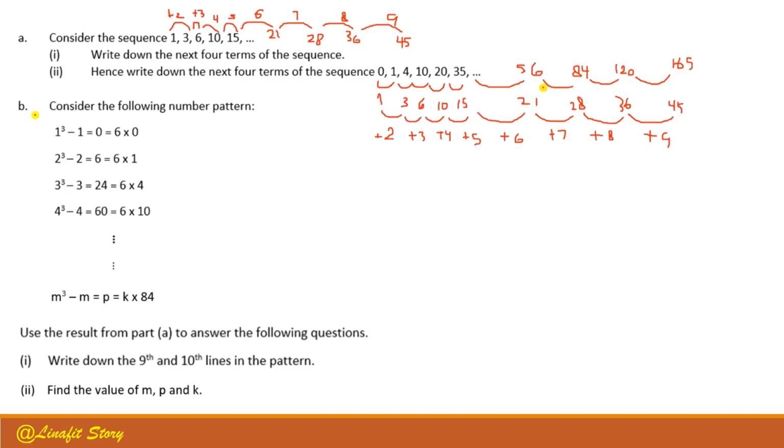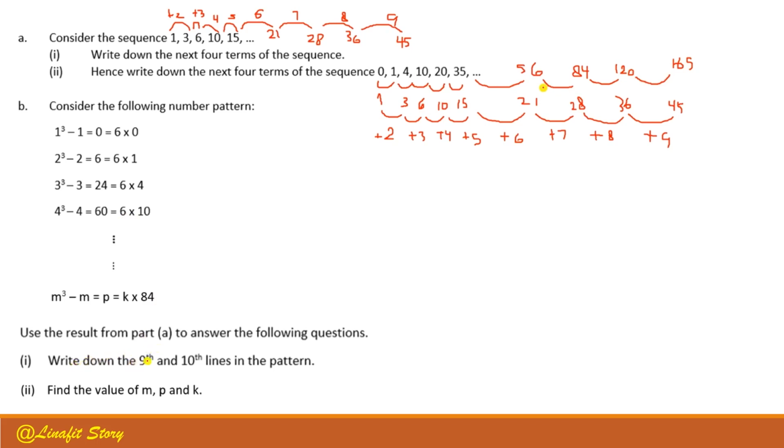Question D. Consider the following number pattern. 1 cubed minus 1 is equal to 0, which is 6 times 0. 2 cubed minus 2 is equal to 6, which is 6 times 1. 3 cubed minus 3 is equal to 24, which is 6 times 4. 4 cubed minus 4 is equal to 60, which is 6 times 10, and so on. So the general term of this sequence is m cubed minus m is equal to p is equal to k times 84. Use the result from part A to answer the following questions.